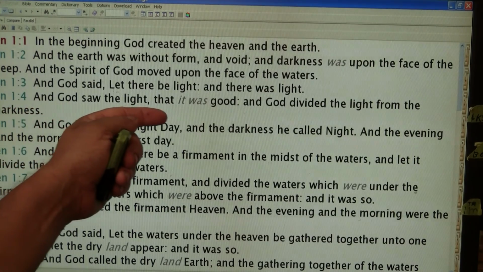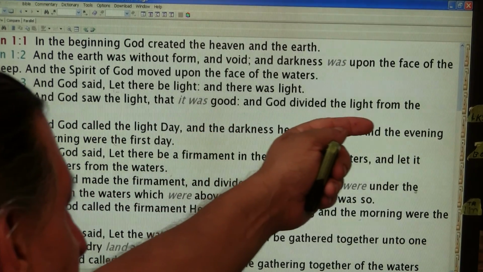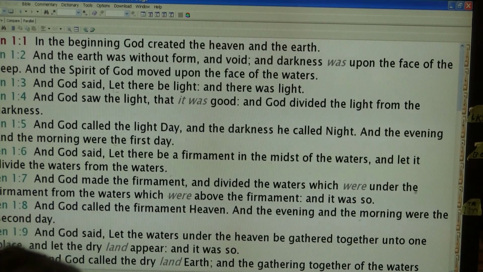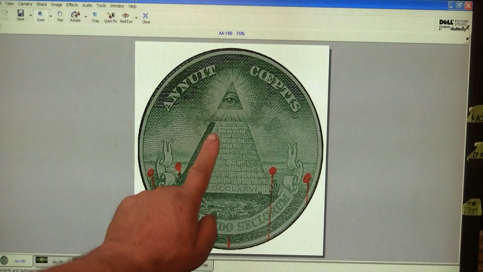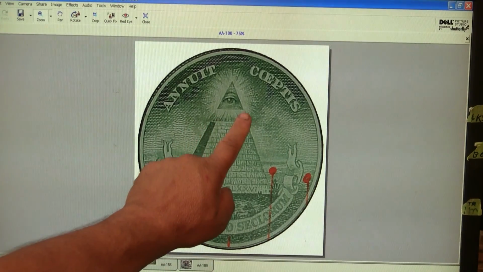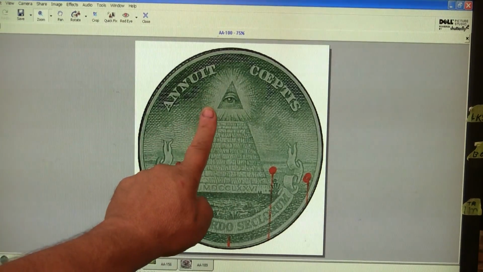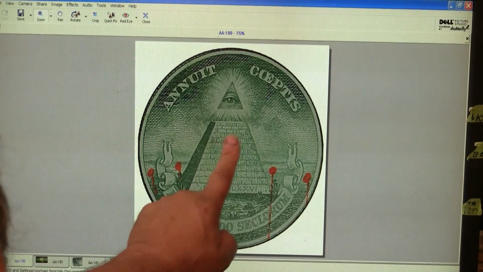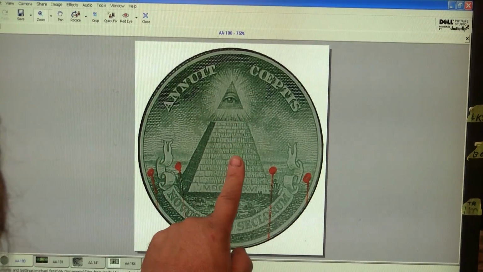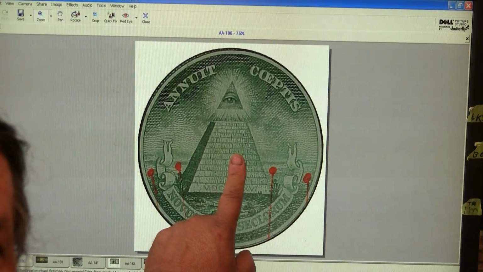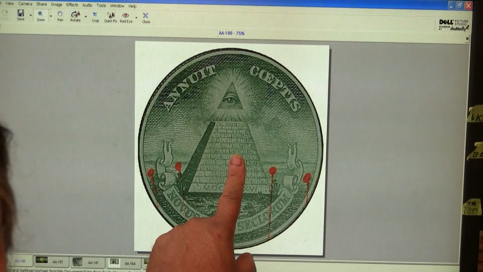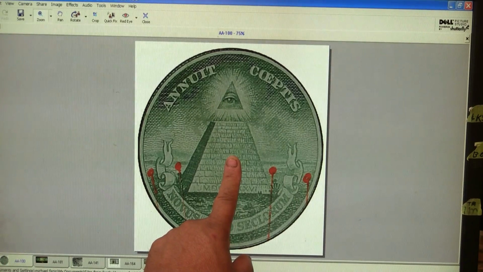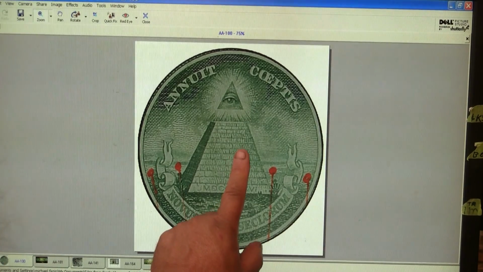And God saw the light that it was good. And God divided the light from the darkness. This is the light. This is the good light. This is heaven. This represents heaven. This represents good. This represents God. The darkness is the earth, because this is the manly domain of the world. Earth is not heaven. Heaven is supposed to be associated with light.